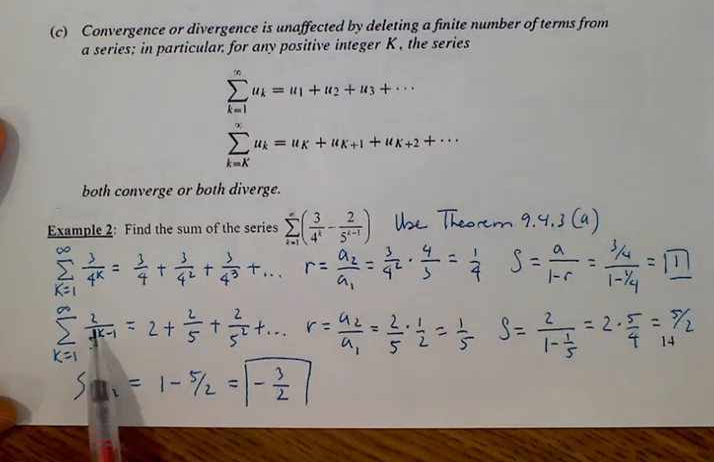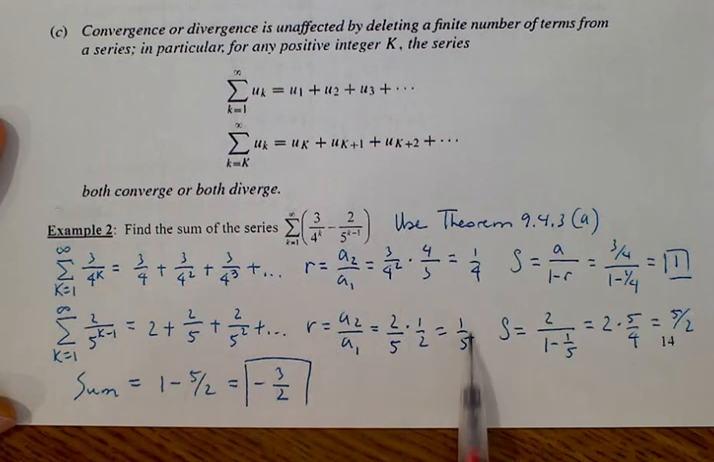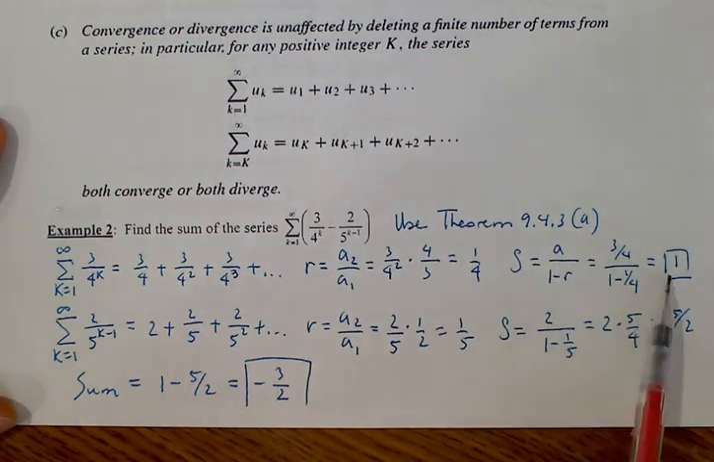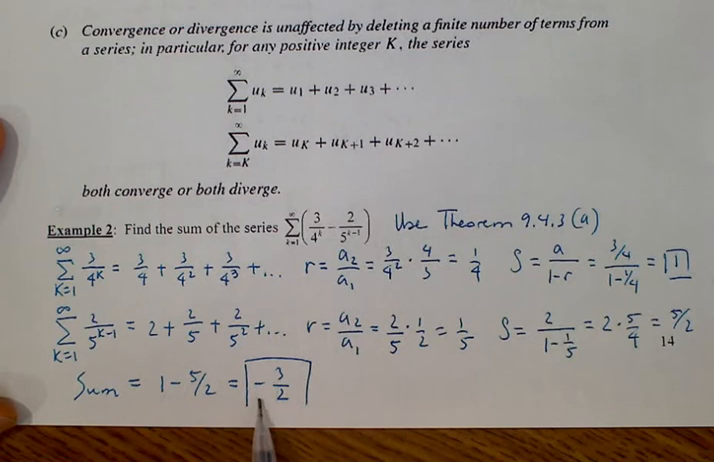And then the second part of that is 2 over 5 to the k minus 1. So I write out that series and I get the common ratio to be 1/5. The sum is the first term, which is 2, over 1 minus r, so 1/5. The answer there comes out to 5/2. Then the overall sum would just be the first sum minus the second sum, and that comes out to negative 3/2.